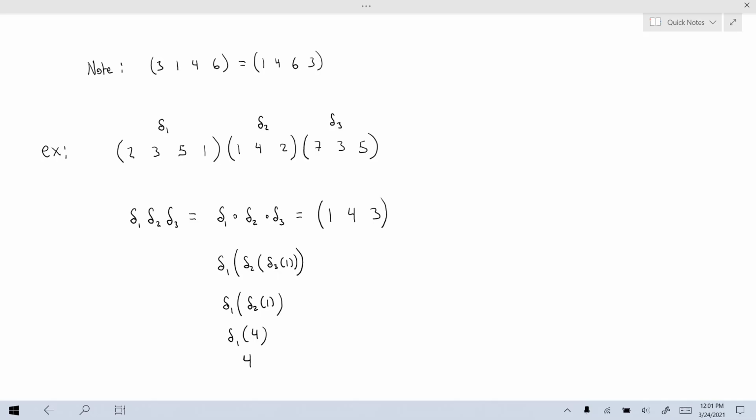Now so far I only have the numbers 1, 4, and 3 accounted for. If I want to know what's happening to the other numbers that are missing, we'll just take one of the numbers that are missing. Again, it doesn't matter which one you take. I guess the first number that's missing is 2, so let's go with that. Let's see what happens to 2. First, delta 3 will map 2 to 2. Then delta 2 will map that 2 to a 1. And then delta 1 is going to take that 1 and map it to a 2. So 2 maps to itself.